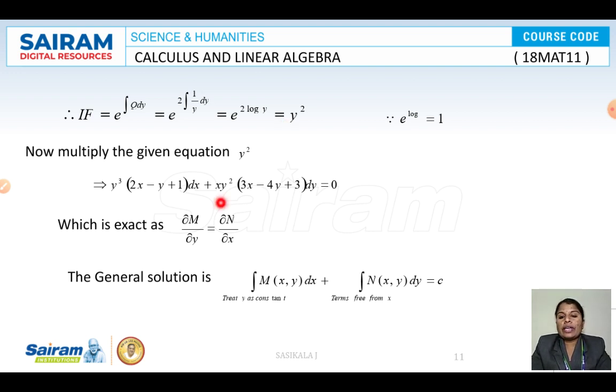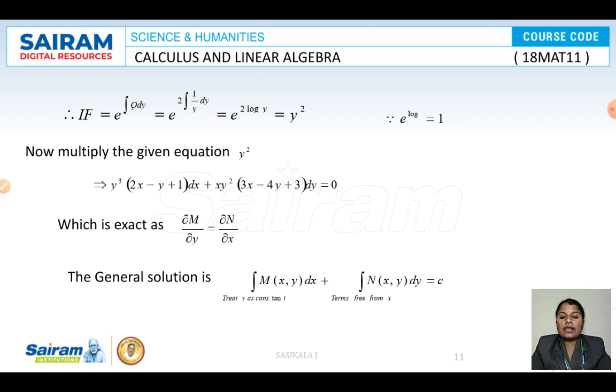So now you can multiply the given equation by the integrating factor y squared. So I'll get y cube of (2x minus y plus 1) dx plus xy squared of (3x minus 4y plus 3) dy is equal to 0. This is exact, as you can find ∂M/∂y and ∂N/∂x, which should be equal.